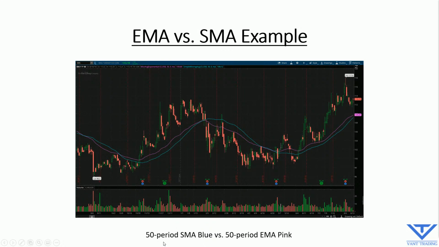So here's a good example of a 50-period simple moving average versus a 50-period exponential moving average. The 50-period EMA, the pink one, hugs the price and reacts to price changing quicker than the blue one does. Its shifting with the price occurs more frequently and quicker because it puts more weight on this recent breakout here. This breakout pulled the pink one up a lot faster.